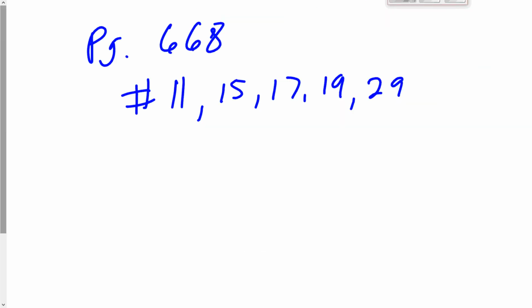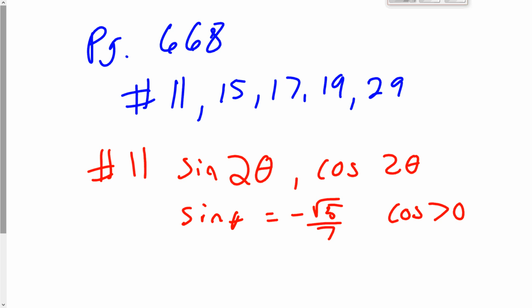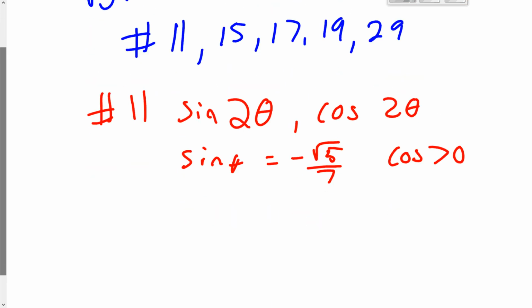So then we can turn to page 668 and work on these numbers 11, 15, 17, 19, and 29, working with the double angles. And so we can go ahead and start on number 11. Okay, so then we want to find sine of 2 theta and cosine of 2 theta, given sine of theta equals -5/7, and cosine is positive.